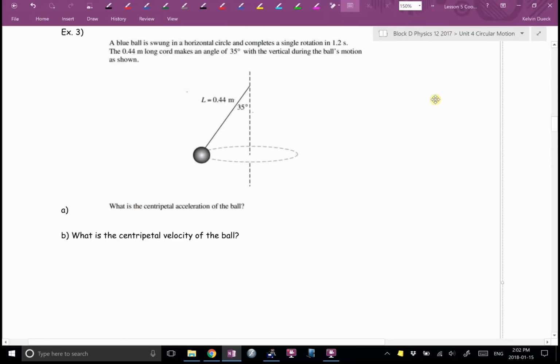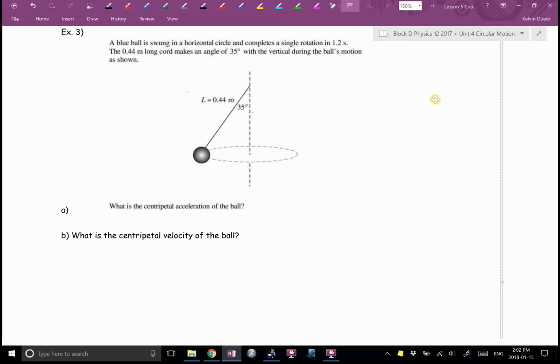A ball is swung in a horizontal circle, and it makes a single rotation in 1.2 seconds. The cord makes an angle of 35 degrees with the vertical during the ball's motion as shown. Okay. What does A want me to find? Centripetal acceleration. You know what this is a job for?